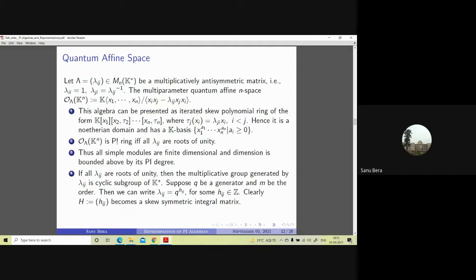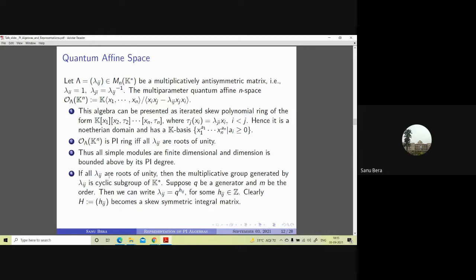The PI degree of quantum affine space we have to compute, as it is still unknown to us. The PI degree is the same as the minimal degree divided by 2. So now we will go to the computation of its PI degree.